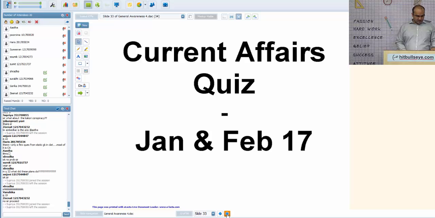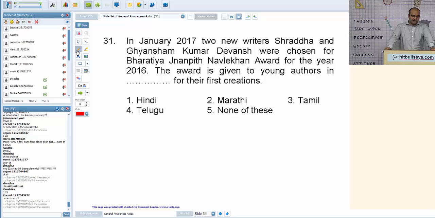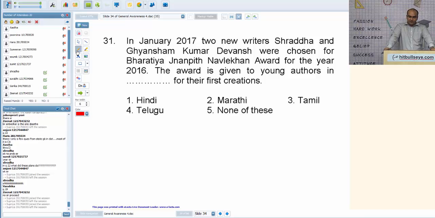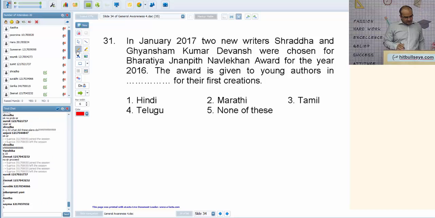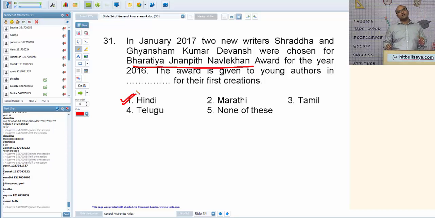So here we go. In January 2017, two new writers, Shraddha and Ghanshyam Kumar Devansh, were chosen for the Bharatiya Gyanpith Navlekhan Award for the year 2016. The award is given to young authors in which language for their first creation? So, the Bharatiya Gyanpith Navlekhan Award is given to debutant writers in the Hindi language.